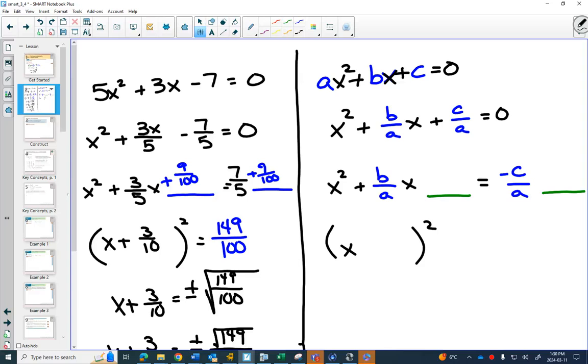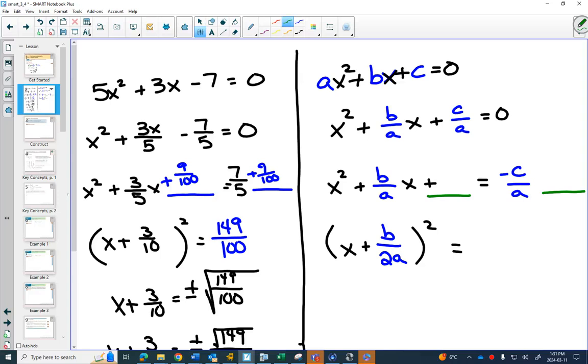What did you do with the 3/5? Cut it in half. So what should we do with the b over a? Cut it in half. So we're going to get a plus, and cutting it in half will give me b over 2a, which tells me what needs to go in that space. What goes in that first green space? Plus, okay, let's do the plus in black.